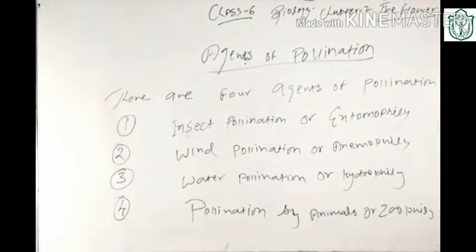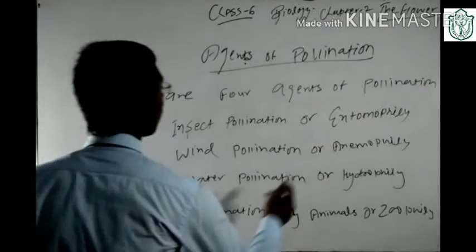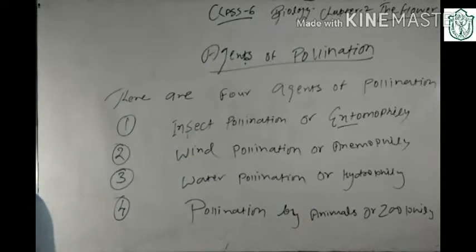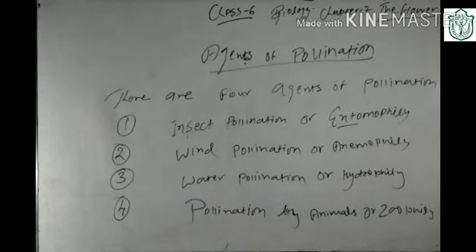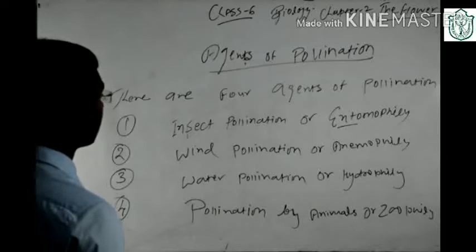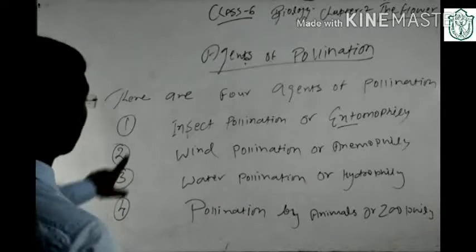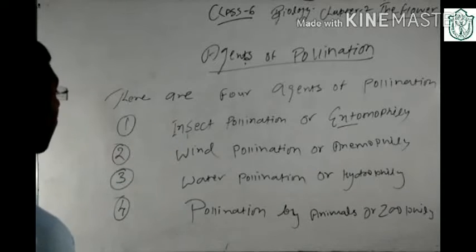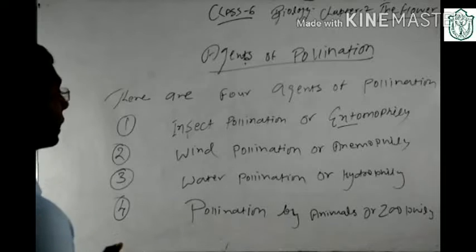Now we are going to discuss each one of these agents of pollination. First we will talk about insect pollination, or entomophily. Here butterflies, bees, beetles and other insects are attracted to the flower. So, to get pollinated by the help of insects, a flower has some characteristic features.